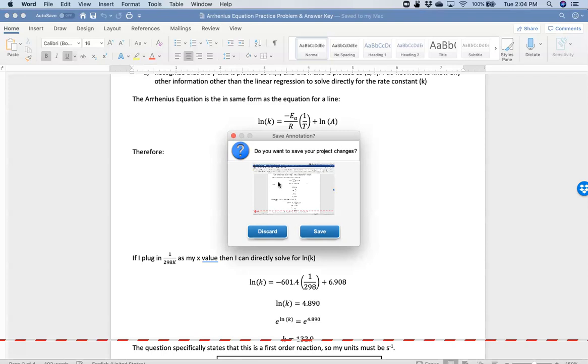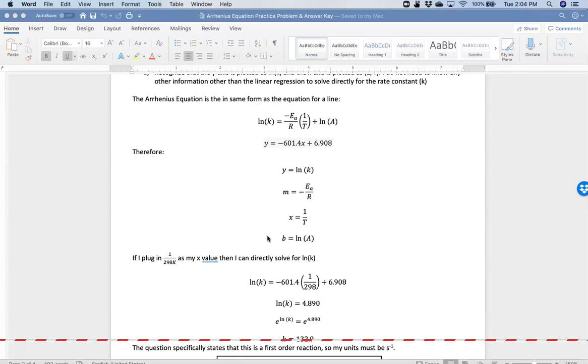Again, I apologize. I'm using a couple of different programs to do my best to get everything to flow together. So the problem was asking us what is k at a specified temperature, and that temperature was 298 K. So what can I do? Well, I have Ea over R and I have A. The only thing I need to know is the temperature, which is x, or 1 over T, to figure out y, which is ln of k. So let's do that.